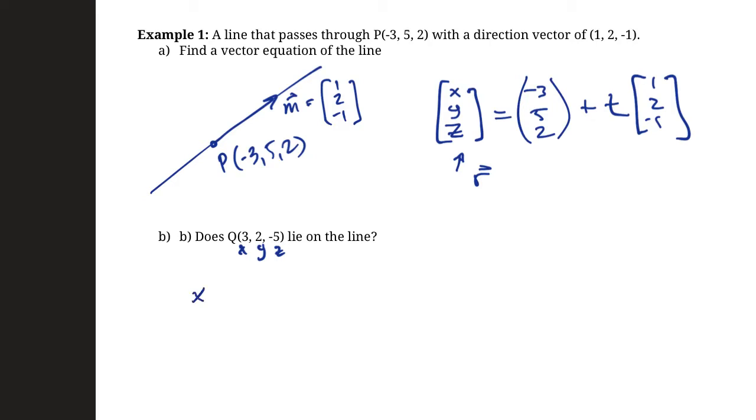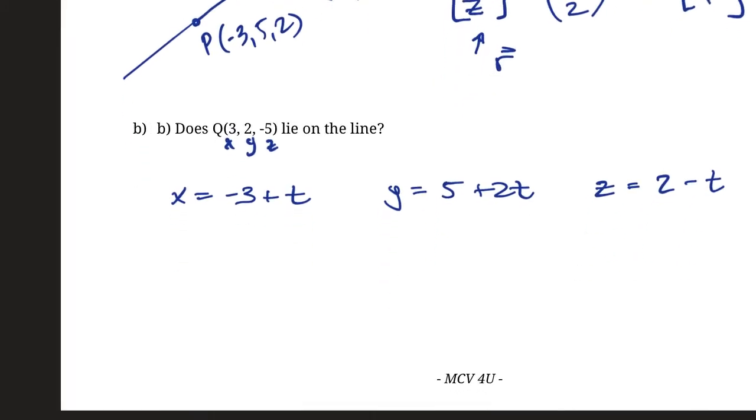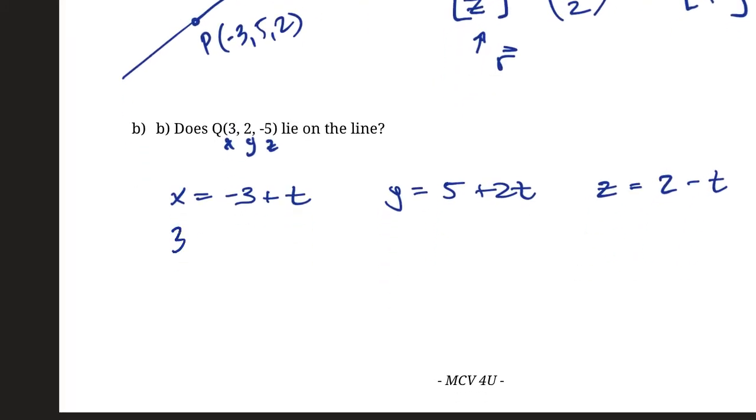So let's try that. x equals, parametric form, -3 plus t. y equals 5 plus 2t. And z equals 2 minus 1t, or 2 minus t. Okay, so we can plug in our x, our y, and our z. And I want you to think about what's going to happen when we do that. So let's try this. If we plug in the x value of 3, 3 equals -3 plus t. t is just going to equal 6.